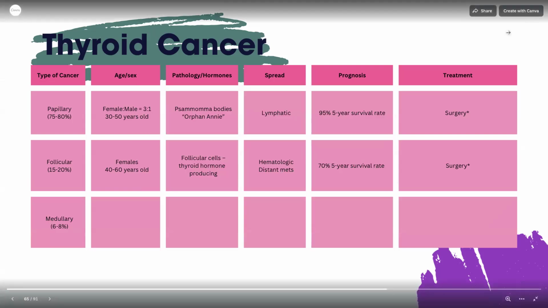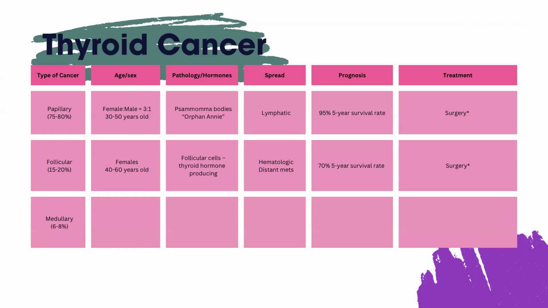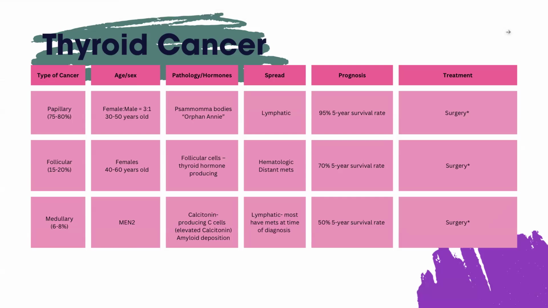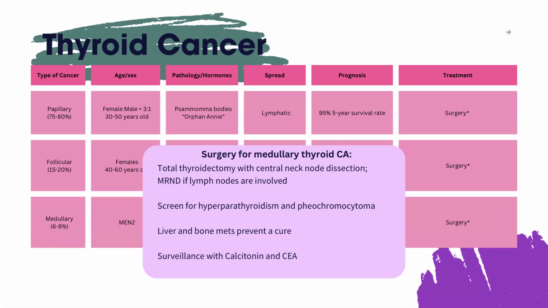Okay, medullary. What population of people do we see medullary thyroid cancer in? What gene mutation? Yeah, the RET. So MEN2 syndrome patients is probably what you'll be tested on for the exam. These do produce calcitonin because they come from your parafollicular C cells. You can also see amyloid deposition on your FNA. They spread lymphatically, and a lot of times they will already have mets at the time of diagnosis. Prognosis isn't great, 50% 5-year survival rate, and they obviously also need surgery.